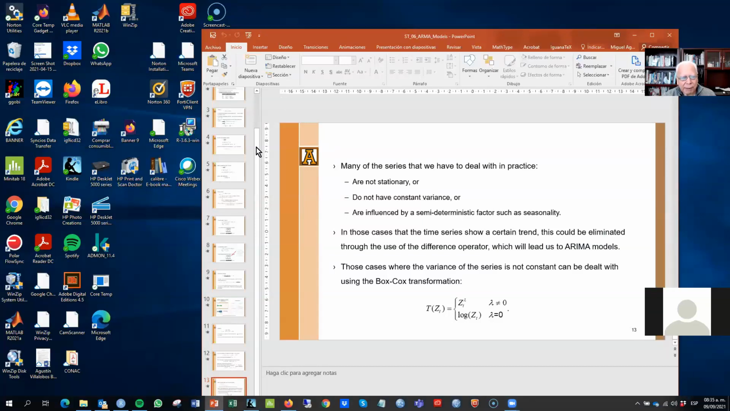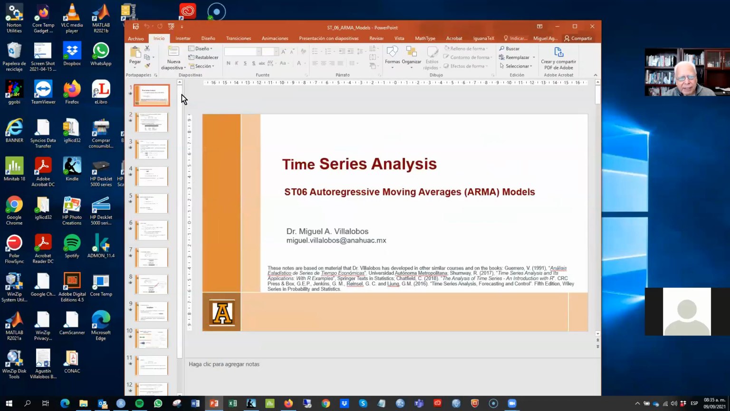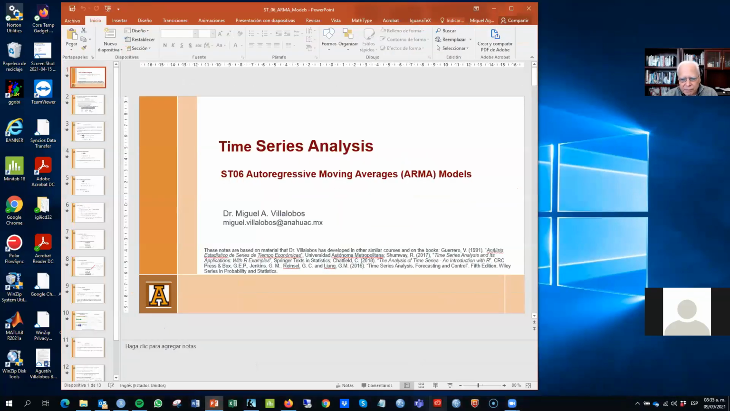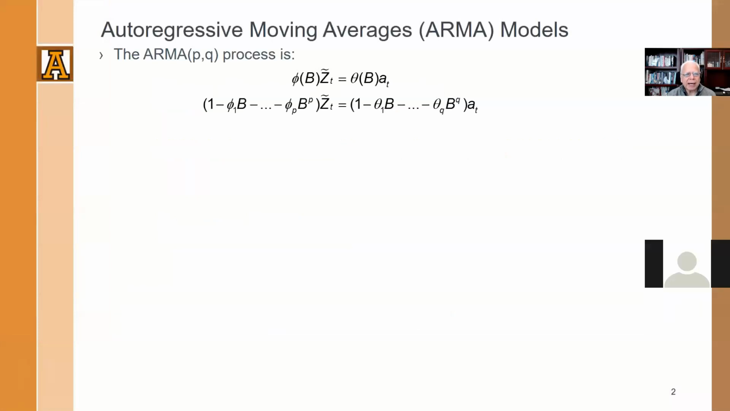So we'll start talking about autoregressive moving average models today. Last presentation, ST06 ARMA models. We already saw the autoregressive models and talked about the moving average models. Now, the ARMA models are just a generalization of both, joining both types of models together, essentially.